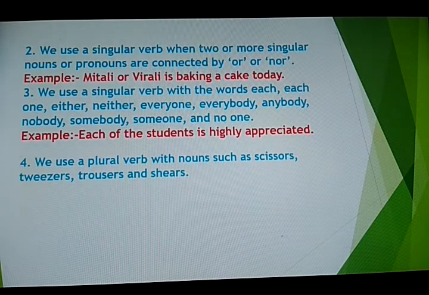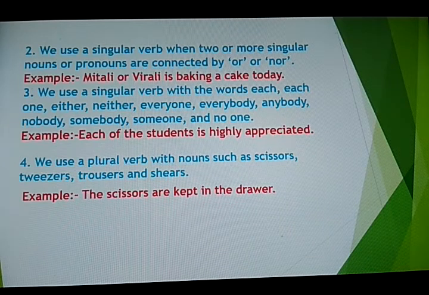Now number 4: we use a plural verb with nouns such as scissors, tweezers, trousers, and shears. The words like scissors and tweezers all have the s form, but these are not plural in meaning, yet we use a plural verb for those words. Example: the scissors are kept in the drawer.